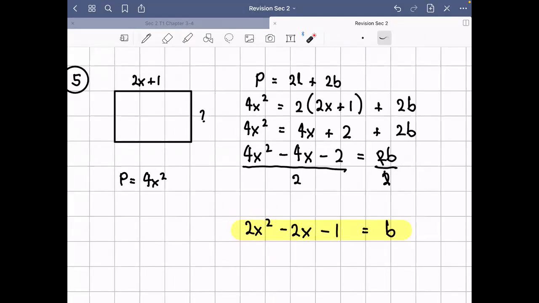Class, you need to recall some of your area and perimeter formulas, okay? You need to recall them.